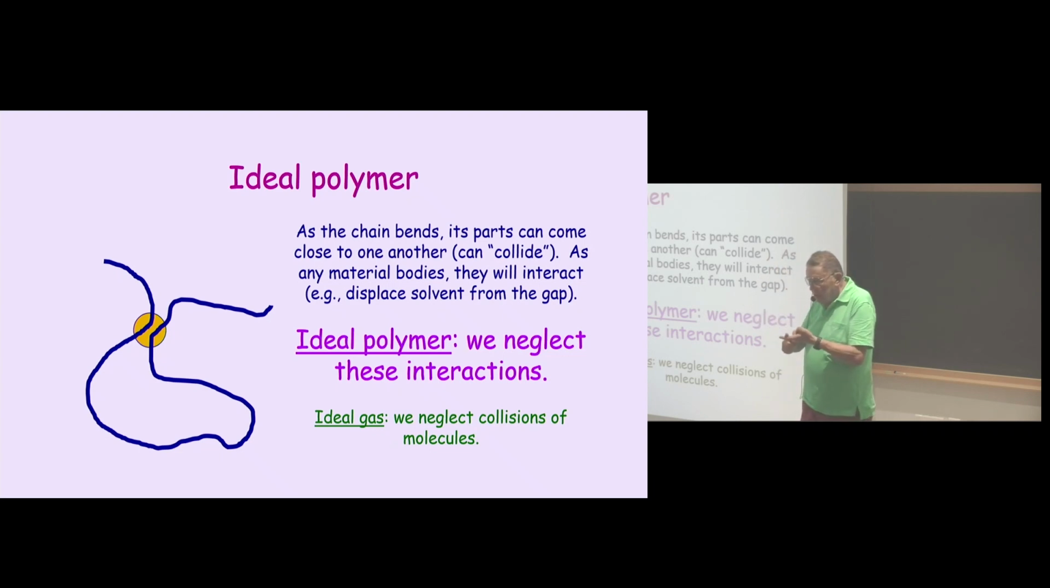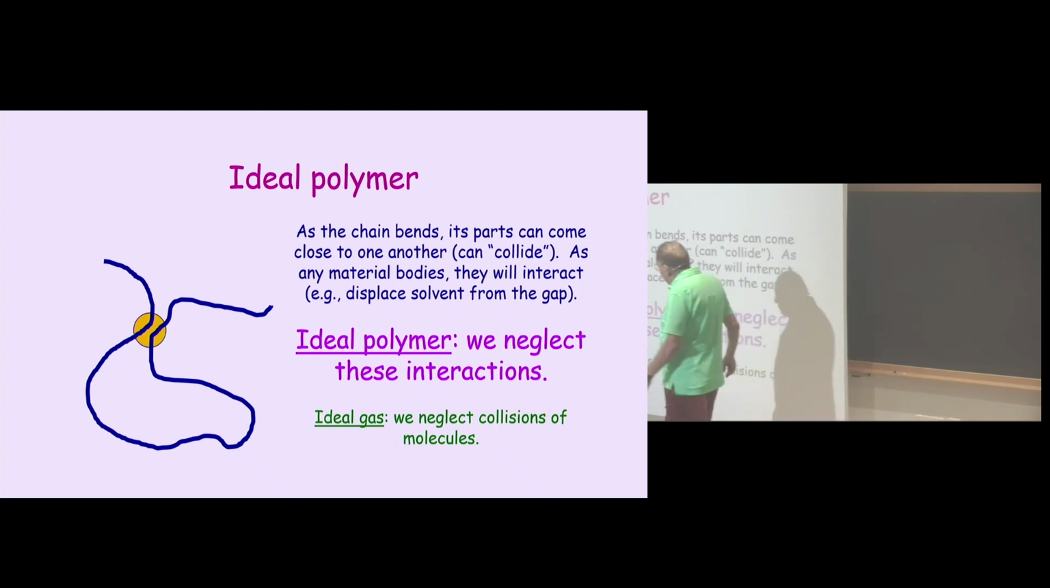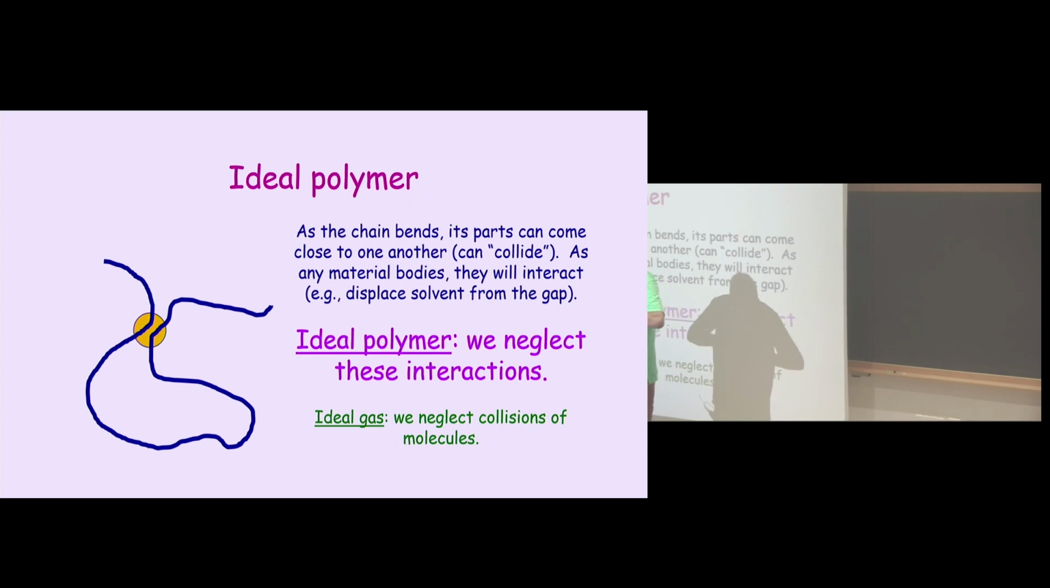They can touch. When they touch, as any material objects, they start interacting. If nothing else, if they really touch, they are physical bodies. They have some volume. I touch this, I interact with it. There is some force. So when this collision happens, there is some interaction. There is something.